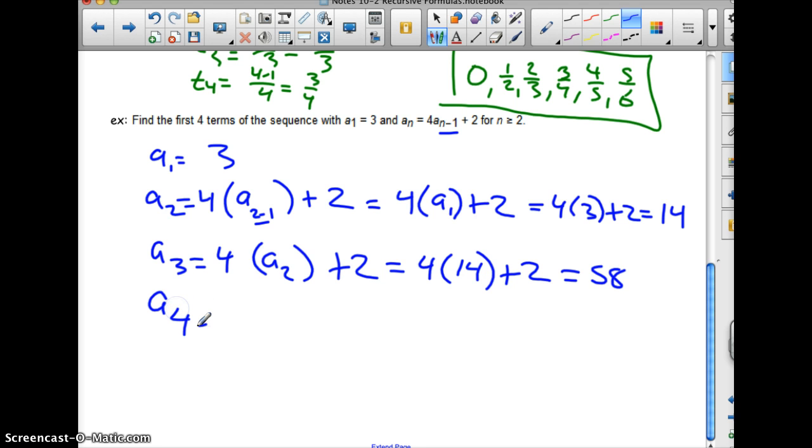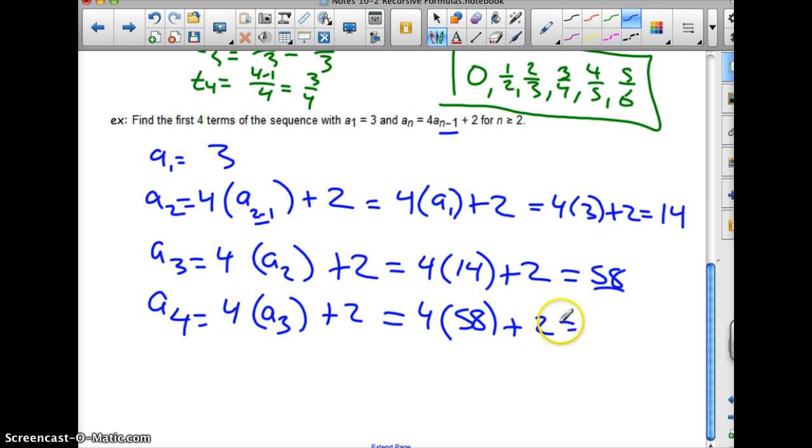I'm finding the first 4 terms here, so a sub 4 is the 4th term. There you go, we're done already, right? It's got to be 4 times the term before, a sub 3, plus 2. So it's 4 times, and what is a sub 3 equal to? 58. So 4 times 58 plus 2. Okay, and then 4 times 58 is 232. So I get 234. Okay, that's the first 4 terms.